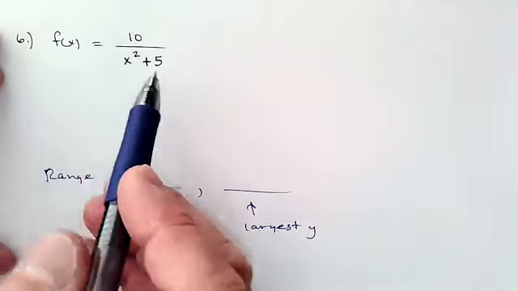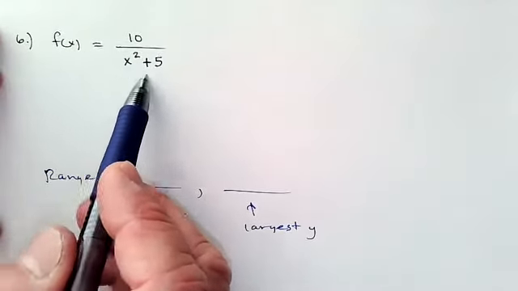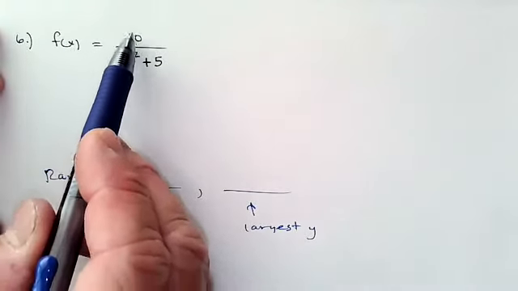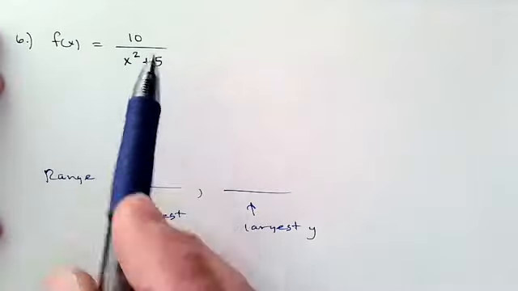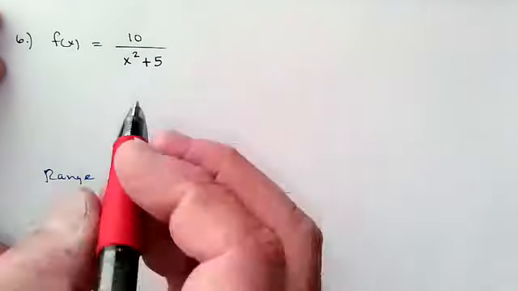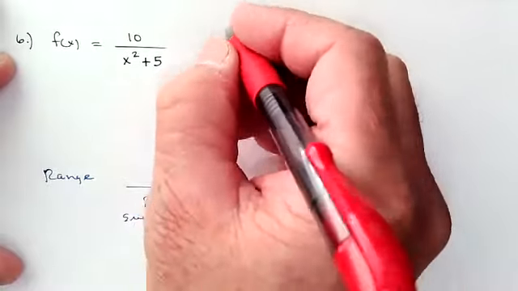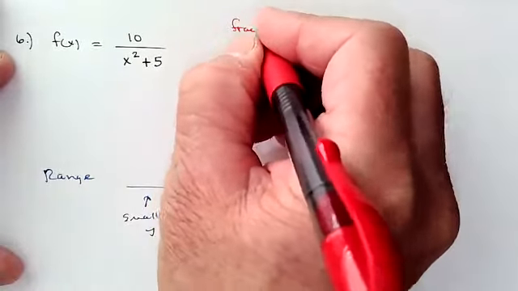Okay, now for this type of function, this is a little different. I don't have a square root. Notice that the only thing that's ever going to change, if I started plugging in x values, is the denominator. The numerator is going to stay the same. That's always 10. So if I'm thinking about my smallest y value, think about this. Fractions, I'm going to write it up here.